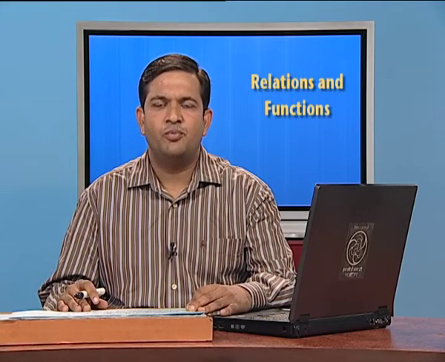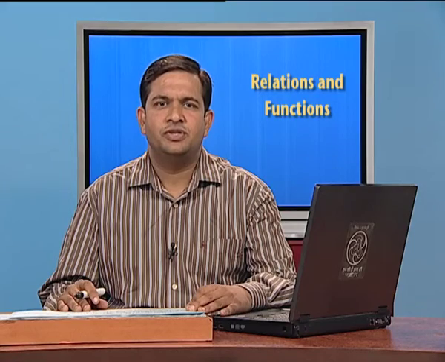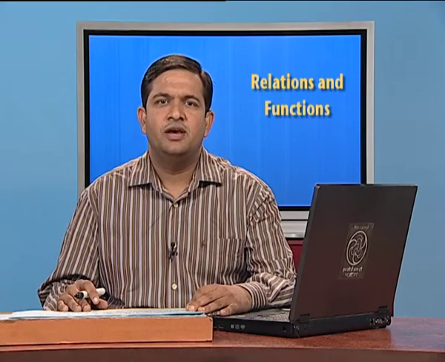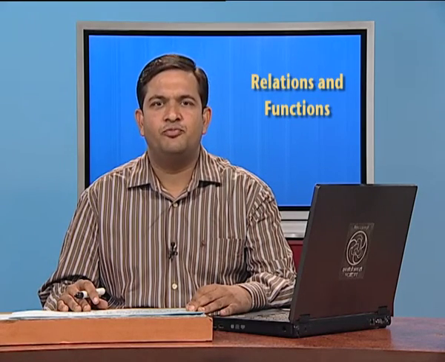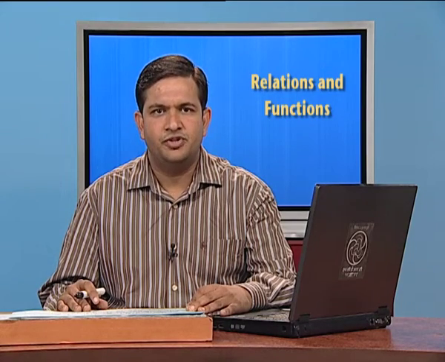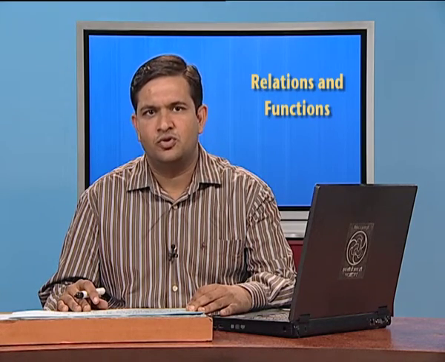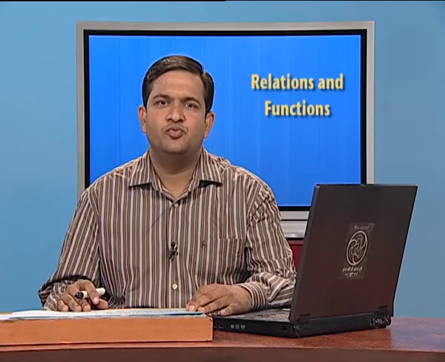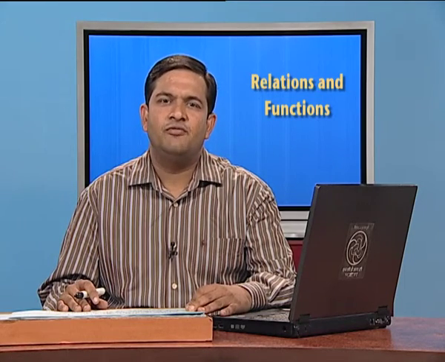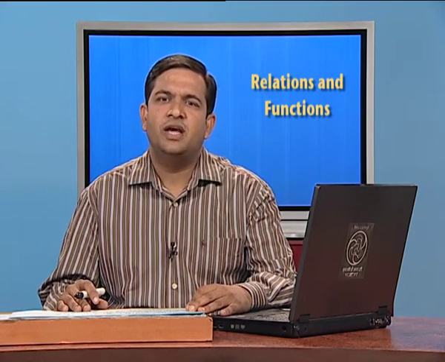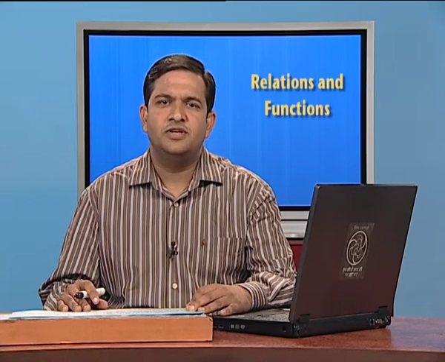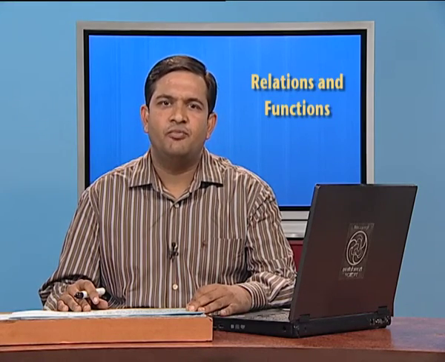A relation f from A to B is called a function if every element of A is related to a unique element of B. Another definition: in other words, we can also call it a mapping f from A to B which associates every element of A to a unique element of B is called a function. A function f from A to B is denoted as f: A → B.